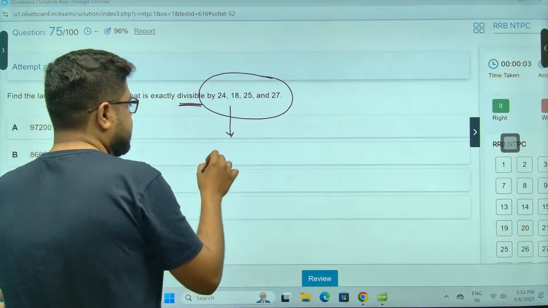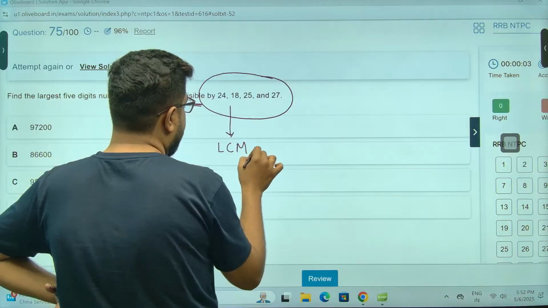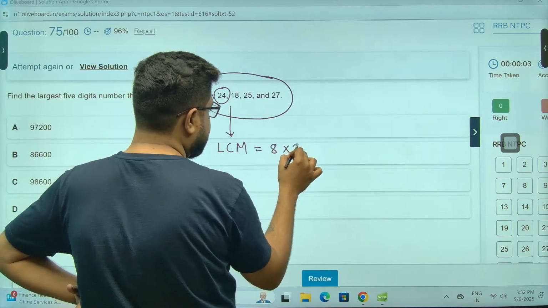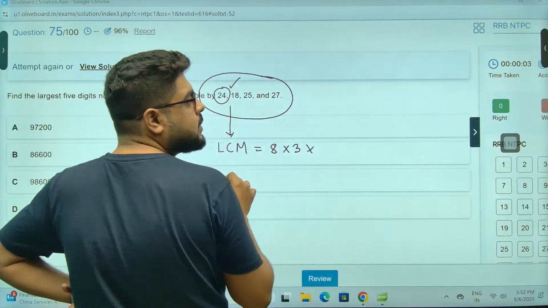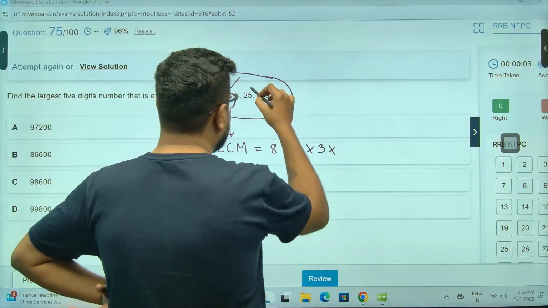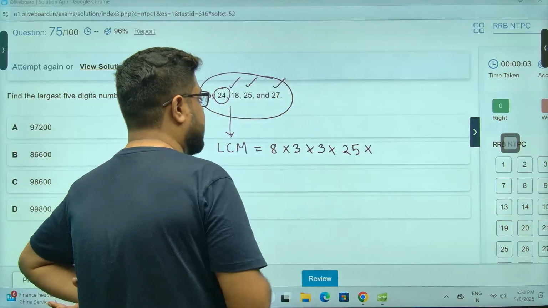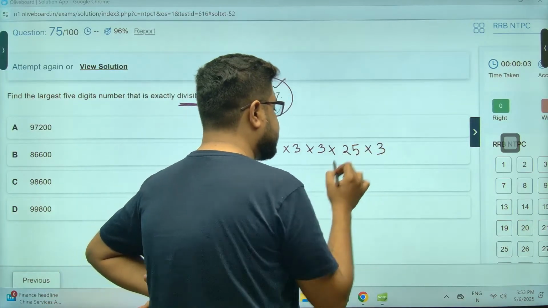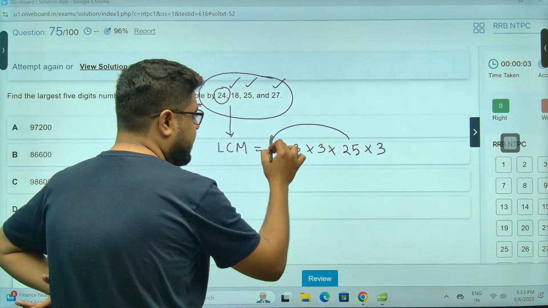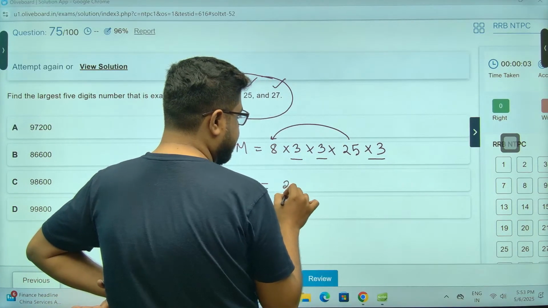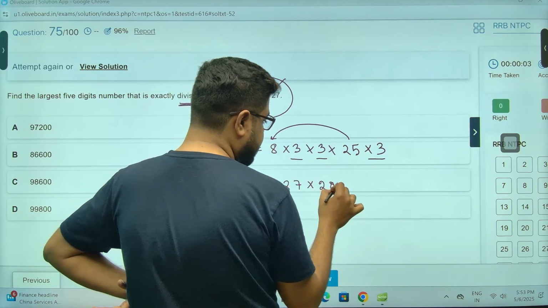LCM of these, sir. Chalo, sir. 3 into 8. 8 is not there. Keep it. 3 I have taken, so I need another 3. 2 is gone. I need the whole thing because it is 5s. 3 into 9, so another 3, sir. This is the LCM. 25 into 8, 200, 3, 9. Sorry, 27. 27 into 200, sir.